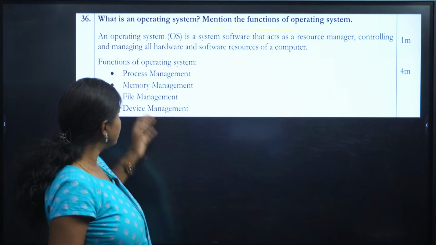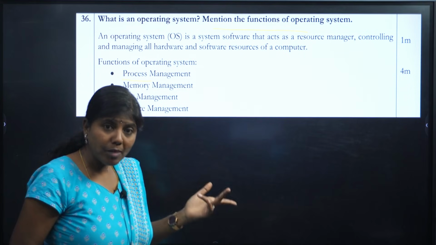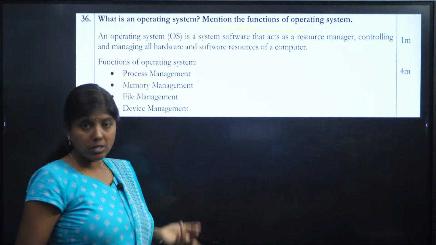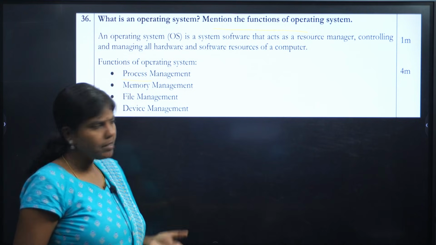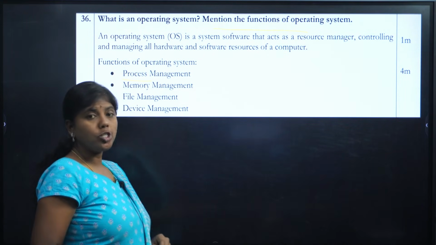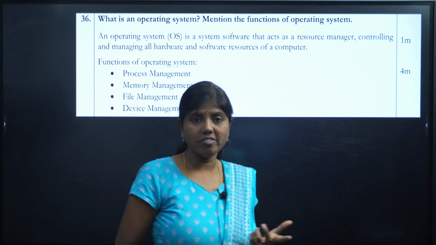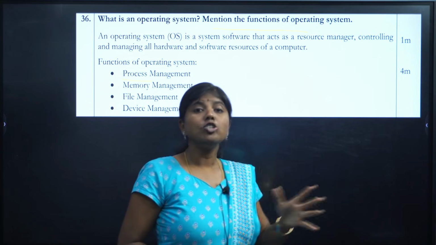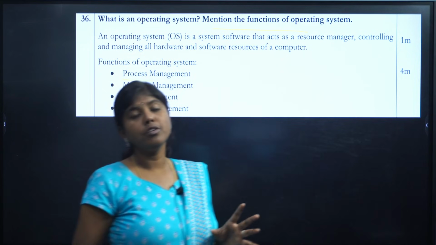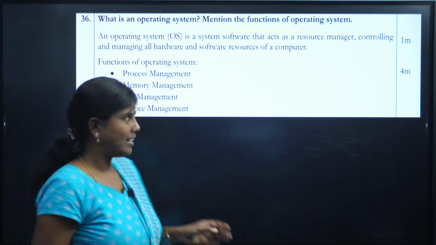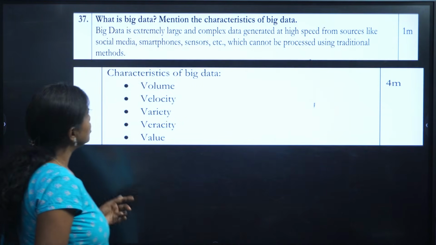Process management, memory management, file management with respect to secondary devices. Memory management is with respect to the RAM, especially RAM. Device management means input output devices, which we especially handle with respect to the device drivers. Is it clear? So these are all the functions of an operating system. Mention only, just mention, we do not have to explain. Okay, so we'll go for big data.